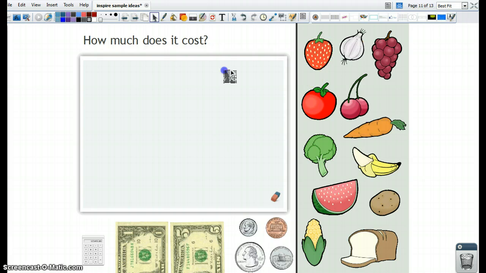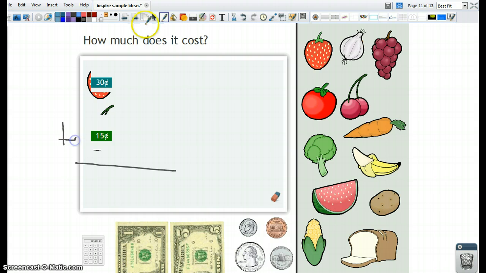Something like this is a type of page I might use in a calendar activity every morning, and so I bring these guys out. How much do they cost? So I'm just using a tool called Magic Ink to take a look at those. I add them up using my pen tool right over here, and ultimately I want the students to come up and say, can you please make me 45 cents?